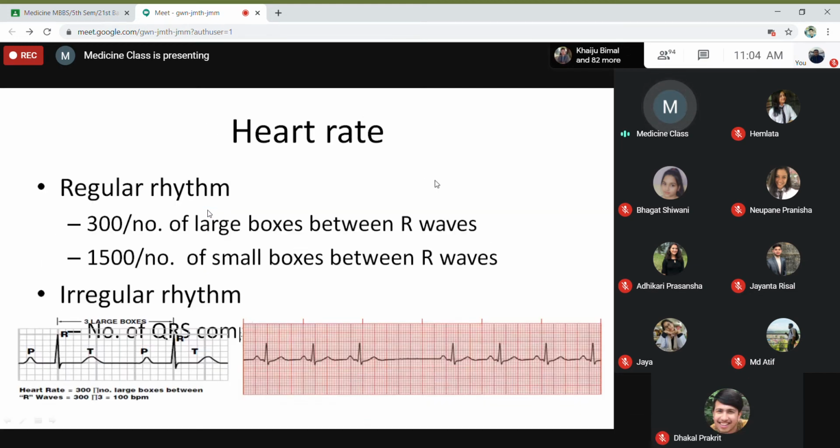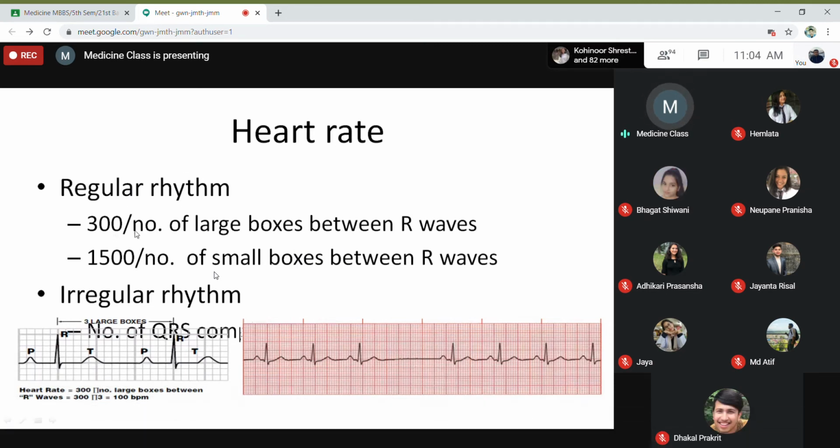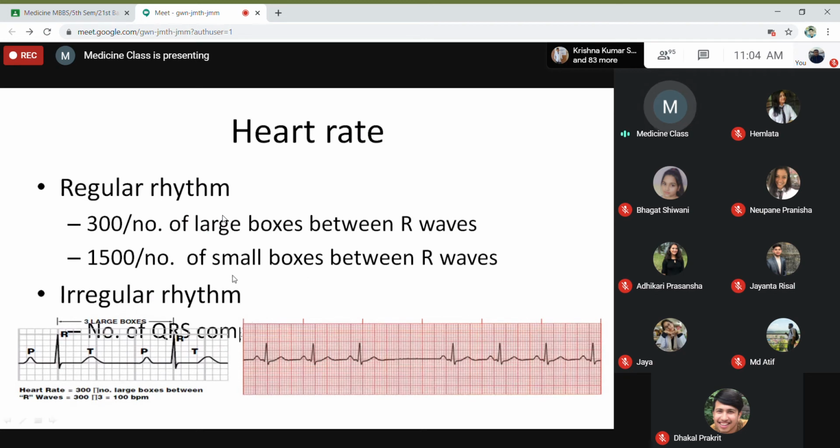In heart rate, if it is regular, you can calculate in 2 ways. First of all, look at whether it's a regular rhythm or irregular rhythm. If it is a regular rhythm, it's very easy to calculate the heart rate. You divide 300 by the number of large boxes between R waves, or 1500 divided by the number of small boxes between the R waves.